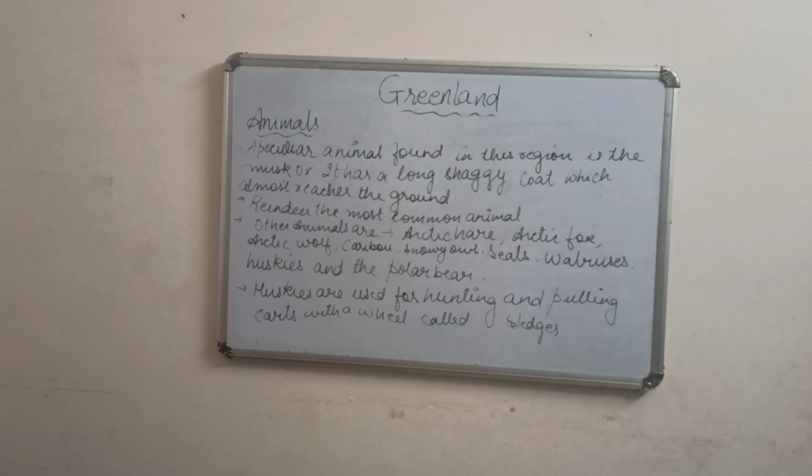The fur of the fox and the polar bear is used for making fur coats, whereas huskies are dog-like animals which are used for what? They are used for hunting and pulling carts with no wheels, called sledges.